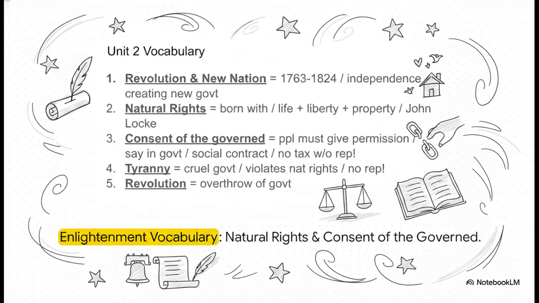Now, the colonists weren't just throwing a tantrum. They had a profound philosophical justification, rooted right in the Enlightenment. John Locke argued for natural rights, the core idea that you are born with the right to life, liberty, and property. Crucially, this system requires the consent of the governed, hence the rallying cry, no taxation without representation. This was the exact vocabulary Thomas Jefferson weaponized in 1776 to justify the Declaration of Independence.